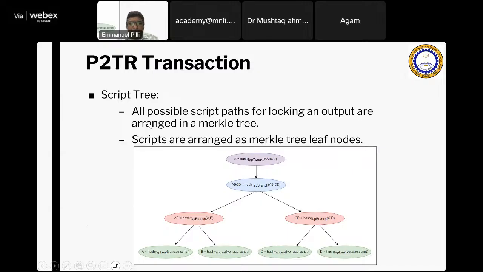If you look at a script key, all possible script paths for unlocking an output are arranged in a Merkle tree, right? So scripts are arranged as Merkle tree leaves. As you see, these are the tap leaves. These are the scripts which are arranged as leaf nodes. So they are all the tap scripts that are available, right? And then you merge all of these. Based on these two, you create AB. Based on these two, you create CD. AB and CD merge to become ABCD, and then you finally get the script root, right?